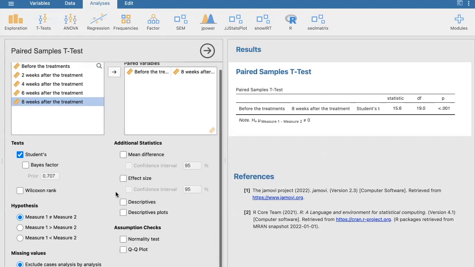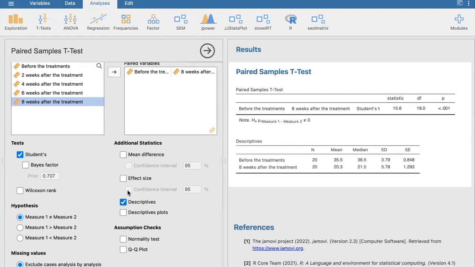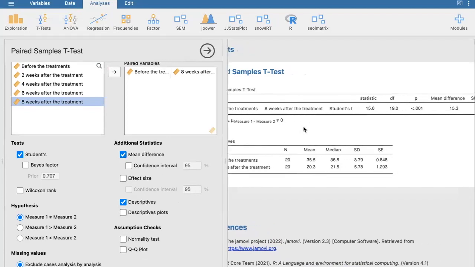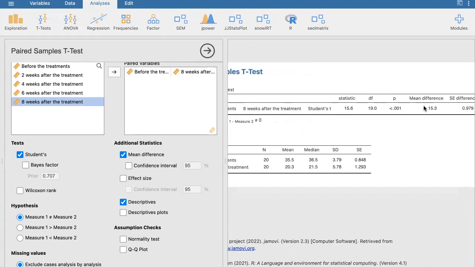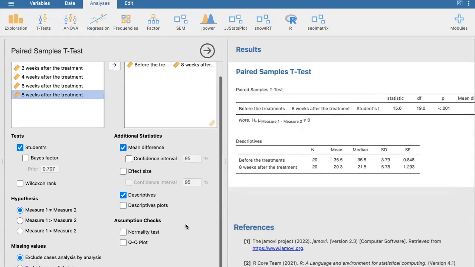But now I need to go ahead and observe some descriptives. So click on this descriptives button. See, before the treatment, the mean value is 35.5. And you can see there's a reduction of almost 15 points because after the 8 weeks, the score has come down to 20.3. And here I think you can go for mean difference as well. If you click on mean difference, you can see in the first table, the mean difference has appeared now, that is 15.3.